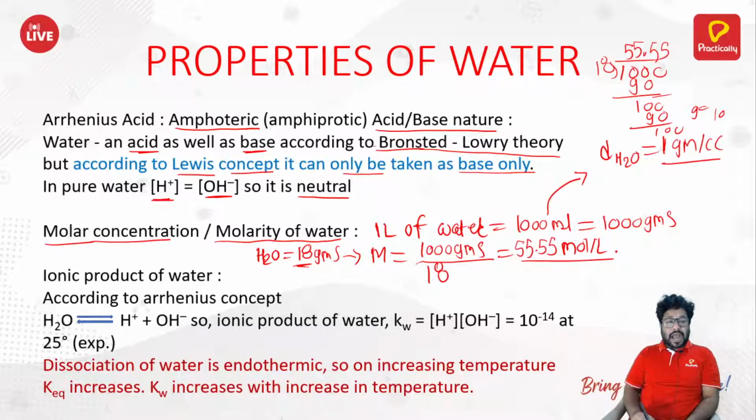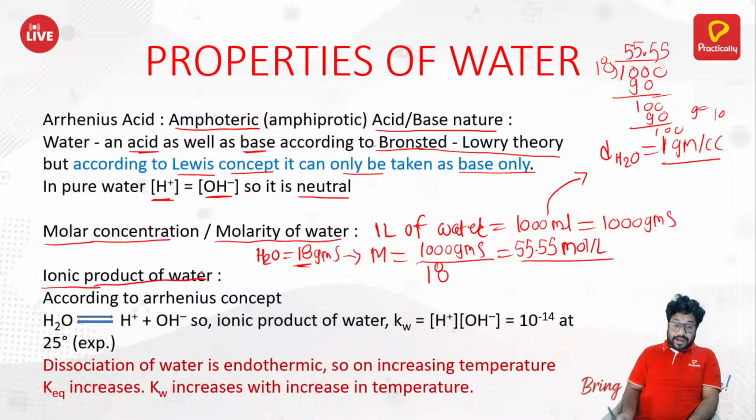Now let's come to the ionic product of water. This is the concentration of water. This concentration might increase or decrease, which we will see, but generally it doesn't increase or decrease. Now, the ionic product of water. What is the ionic product of water?